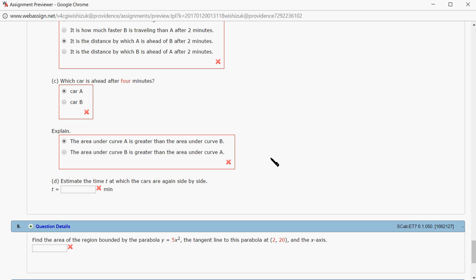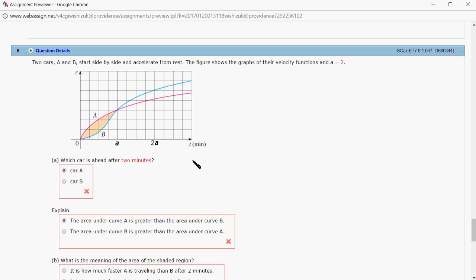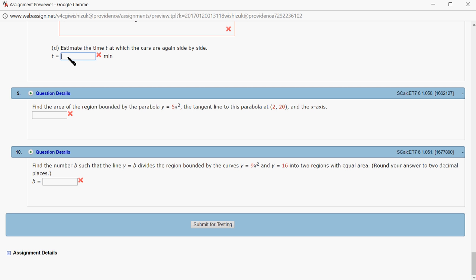And estimate the time t at which the cars are again side by side. I think we have to wait a little longer. I have to match this region here to that region. So this is 2, this is 4, and maybe I would go somewhere up to here. If this is 4, this is going to be 4.5 and maybe 5-ish. I'll try 4.5. This is just an estimate, so hopefully it's close enough.